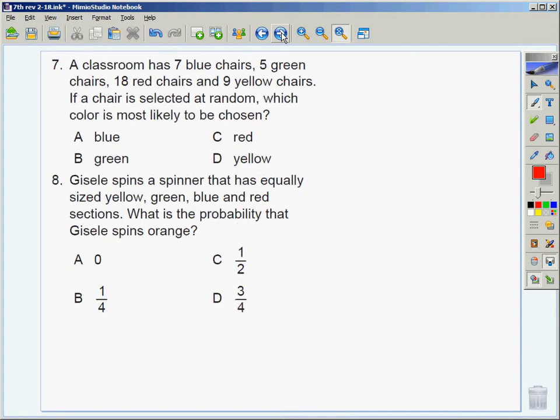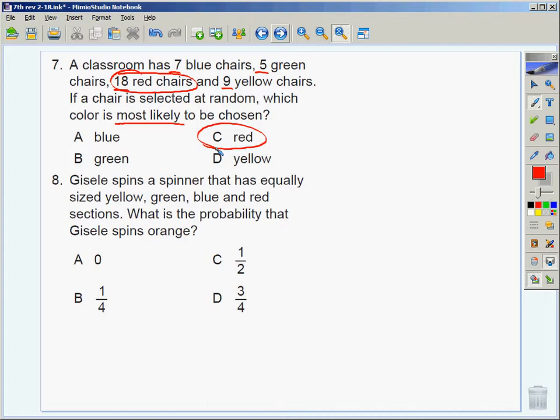A classroom has 7 blue chairs, 5 green chairs, 18 red chairs, and 9 yellow chairs. If a chair is selected at random, which color is most likely to be chosen? In this problem, although I could figure probability, all I have to do is look at the number of chairs. 7 compared to 5, blue is more possible than green. 18 red. 18 is certainly more possible than 7 or 5. 18 is also more possible than yellow, which only has 9. So the most likely color is red.